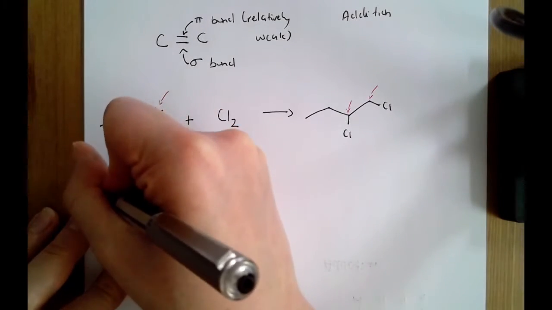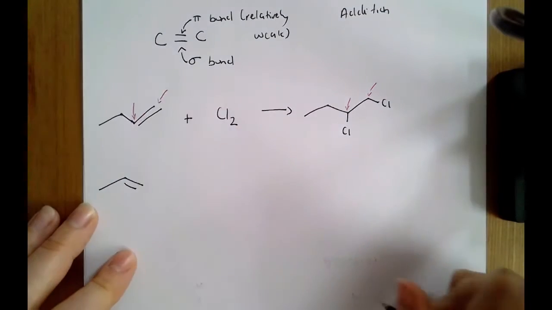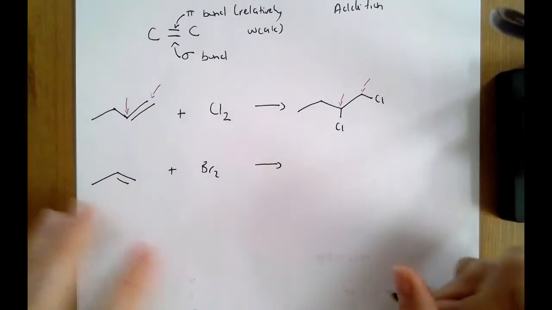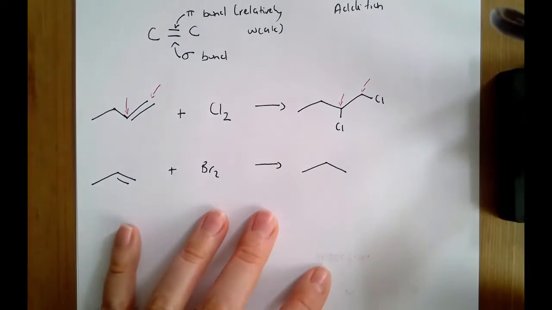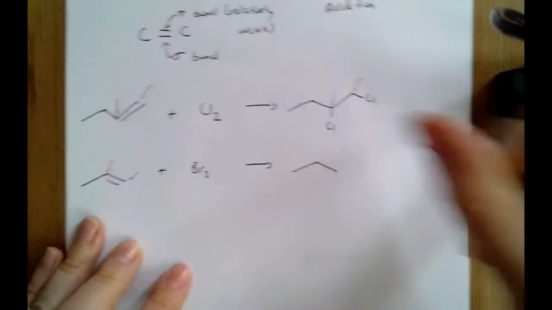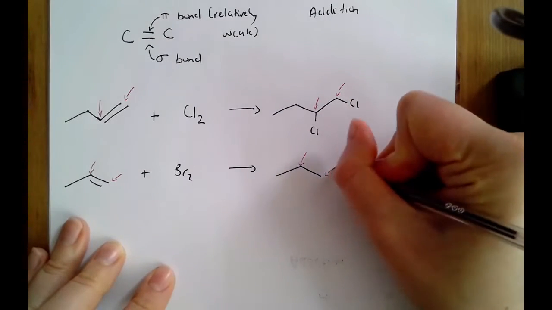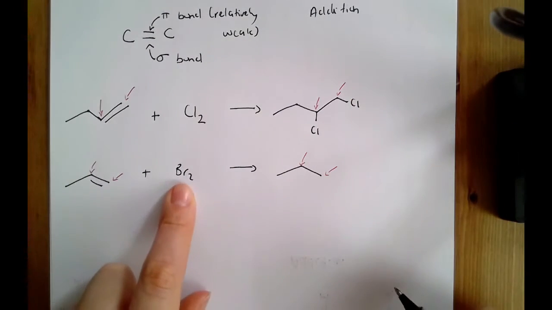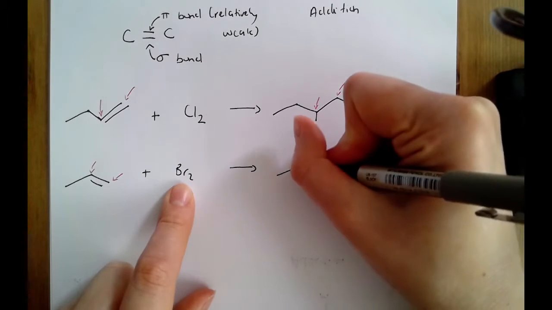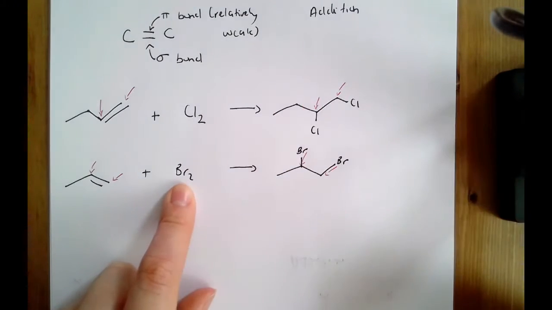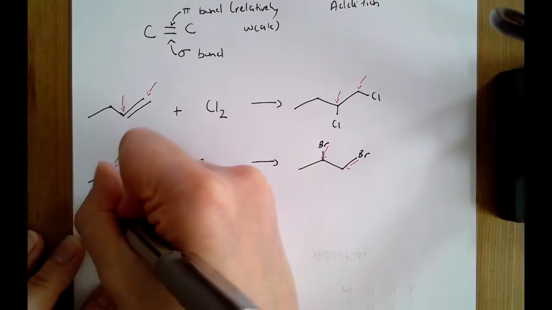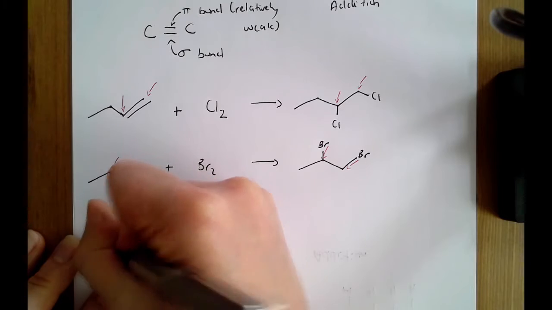If I used propene this time and reacted it with bromine, again, when they react, I lose the pi bond. I have then 2 carbon atoms that are missing 1 bond. Bromine is made of 2 bromine atoms. 1 bromine goes on 1 carbon, the other bromine goes on the other carbon. Again, it's addition.